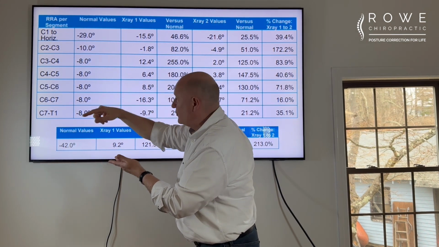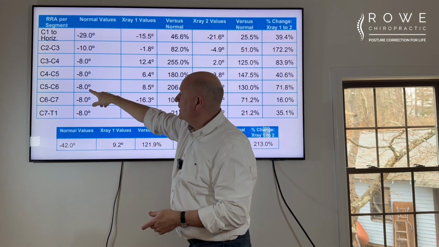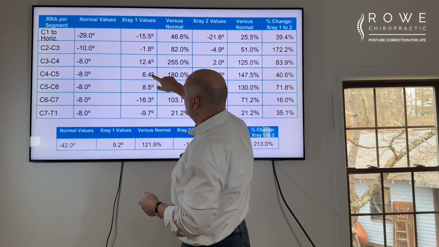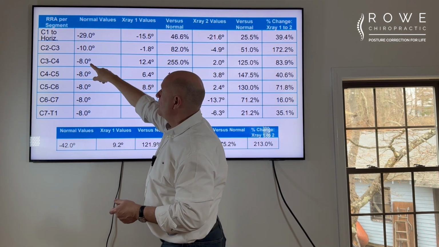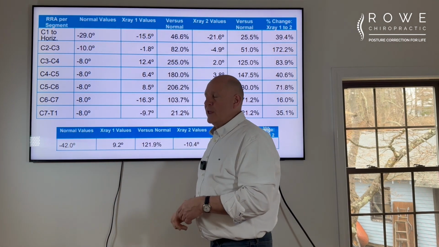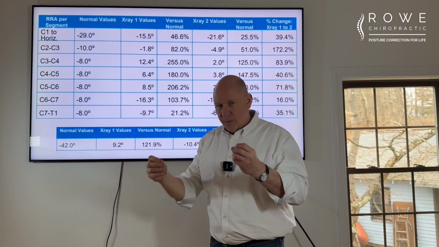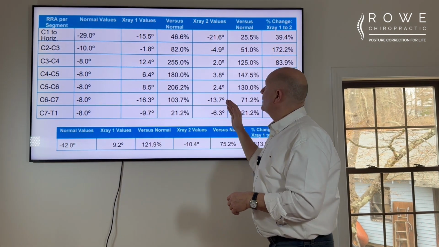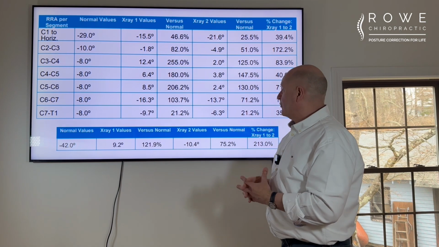But when this reversed in overcurve, the vertebra above it began to reverse and go into that plus position. We see what's supposed to be minus 8 is plus 8.5. What's supposed to be minus 8 is plus 6.4. What's supposed to be minus 8 is, this is the worst of the worst, plus 12.4. So we came up with the therapeutic exercises, the in-office traction, the home traction. We worked for several months, and these are the values on x-ray 2.